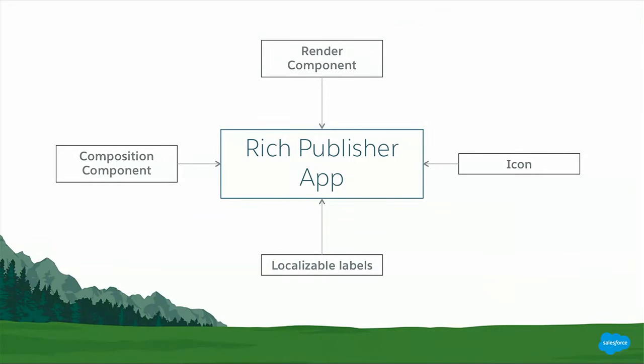There are essentially four main components that form what we call rich publisher apps. There's a composition component, which is a Lightning component. There's a render component, which is another Lightning component. There's an icon, which is what you see in the publisher, which is essentially just an image file. And then we have some localizable labels to help the users out. So let's get into how we build these things step by step.